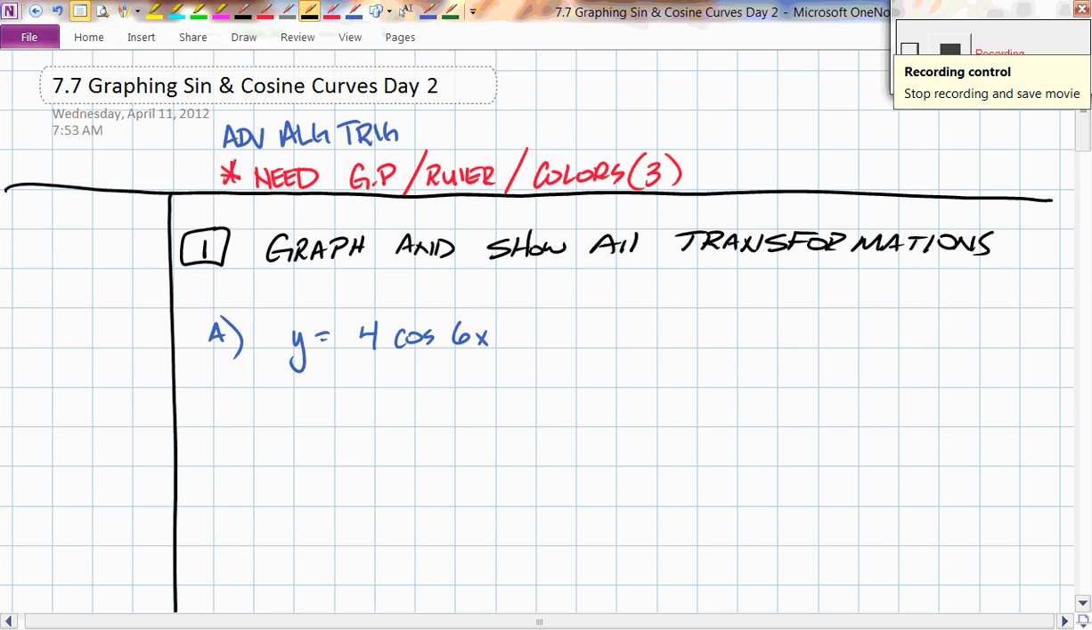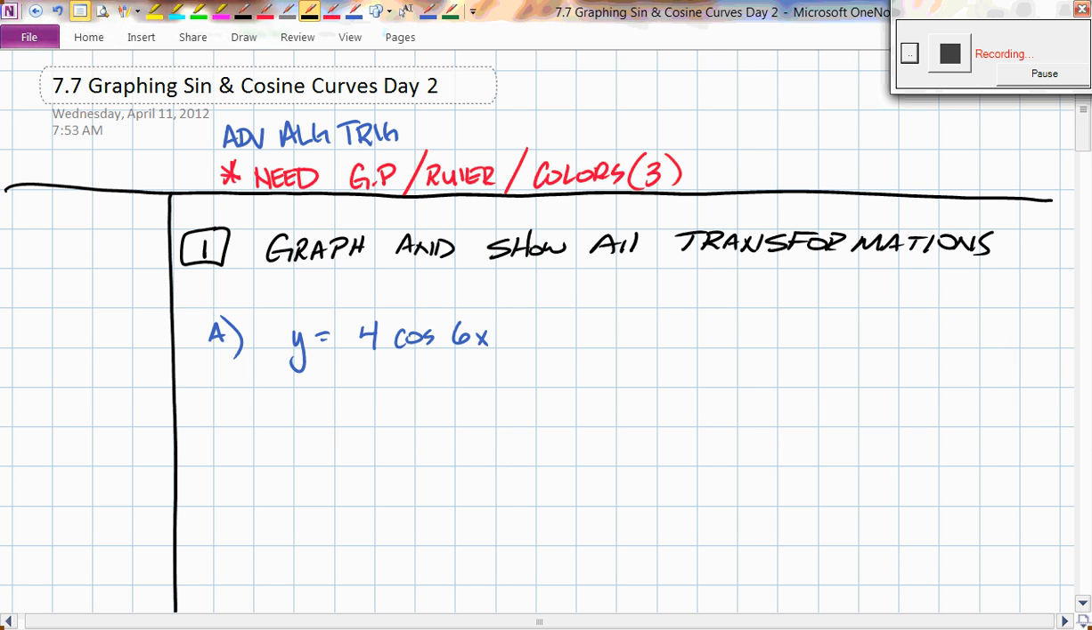So the first one we're going to do is graph together y equals 4 times the cosine of 6x. We're going to graph one cycle of our function, which happens to be cosine right now. There are two things happening here to this curve, right?